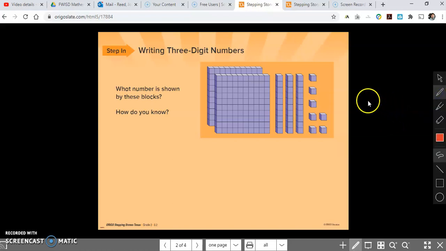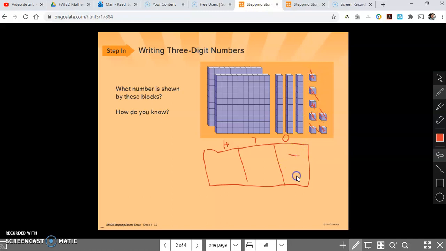Alright, so let's go ahead and go from least to greatest. Let's start with the ones. So we see we have 1, 2, 3, 4, 5, 6, 7. Let's go ahead and write our place value chart. And always let's put the letter at the top that represents that place value. So in the ones we see 1, 2, 3, 4, 5, 6, 7, 7 ones.